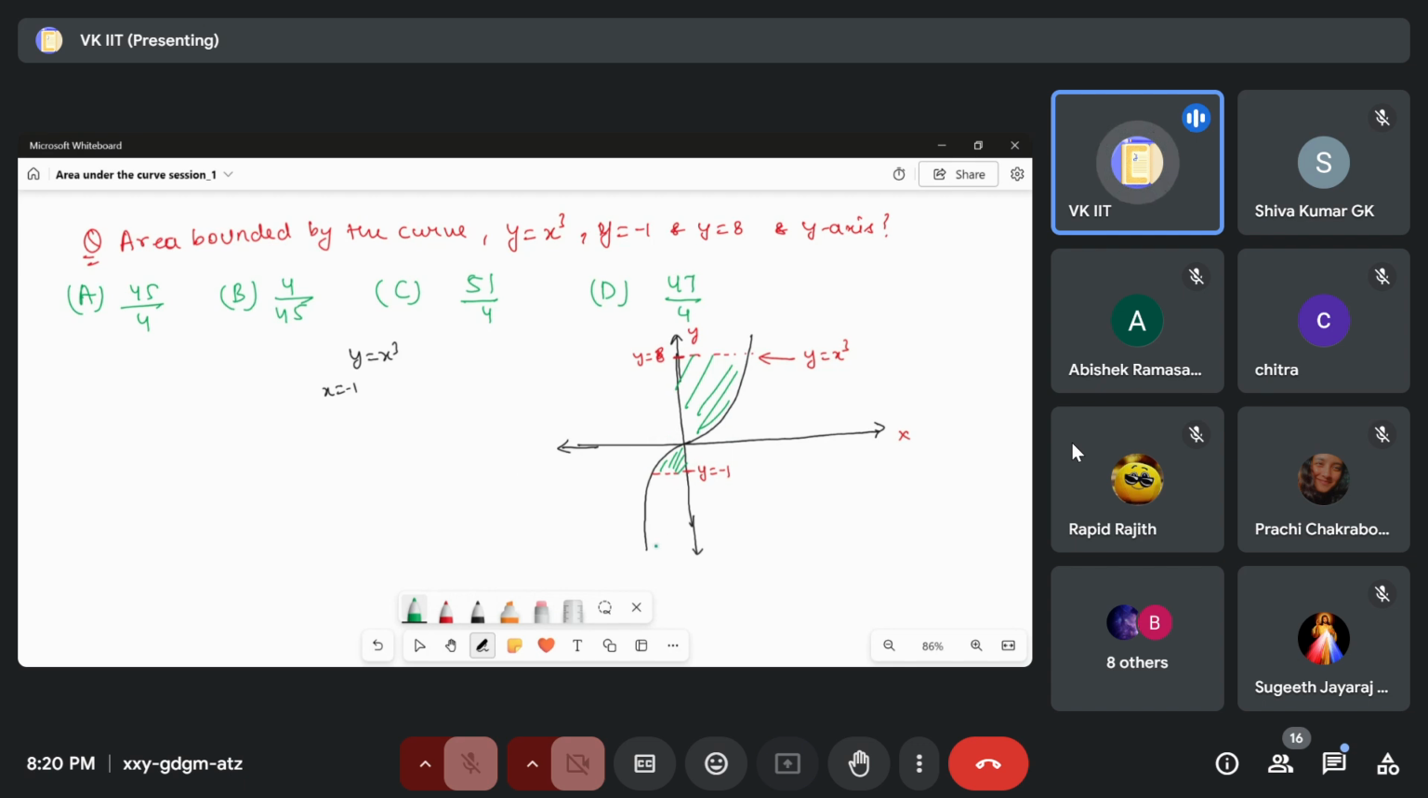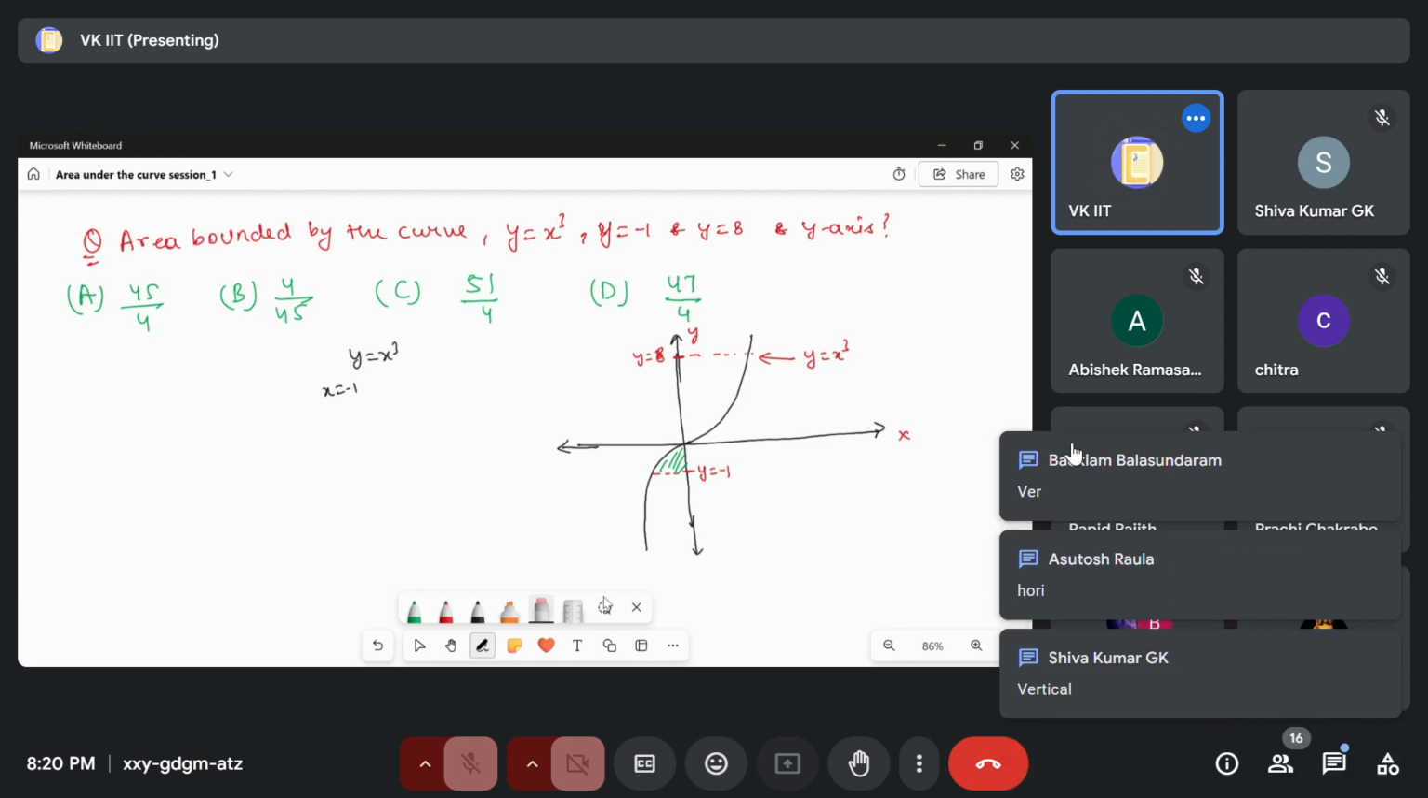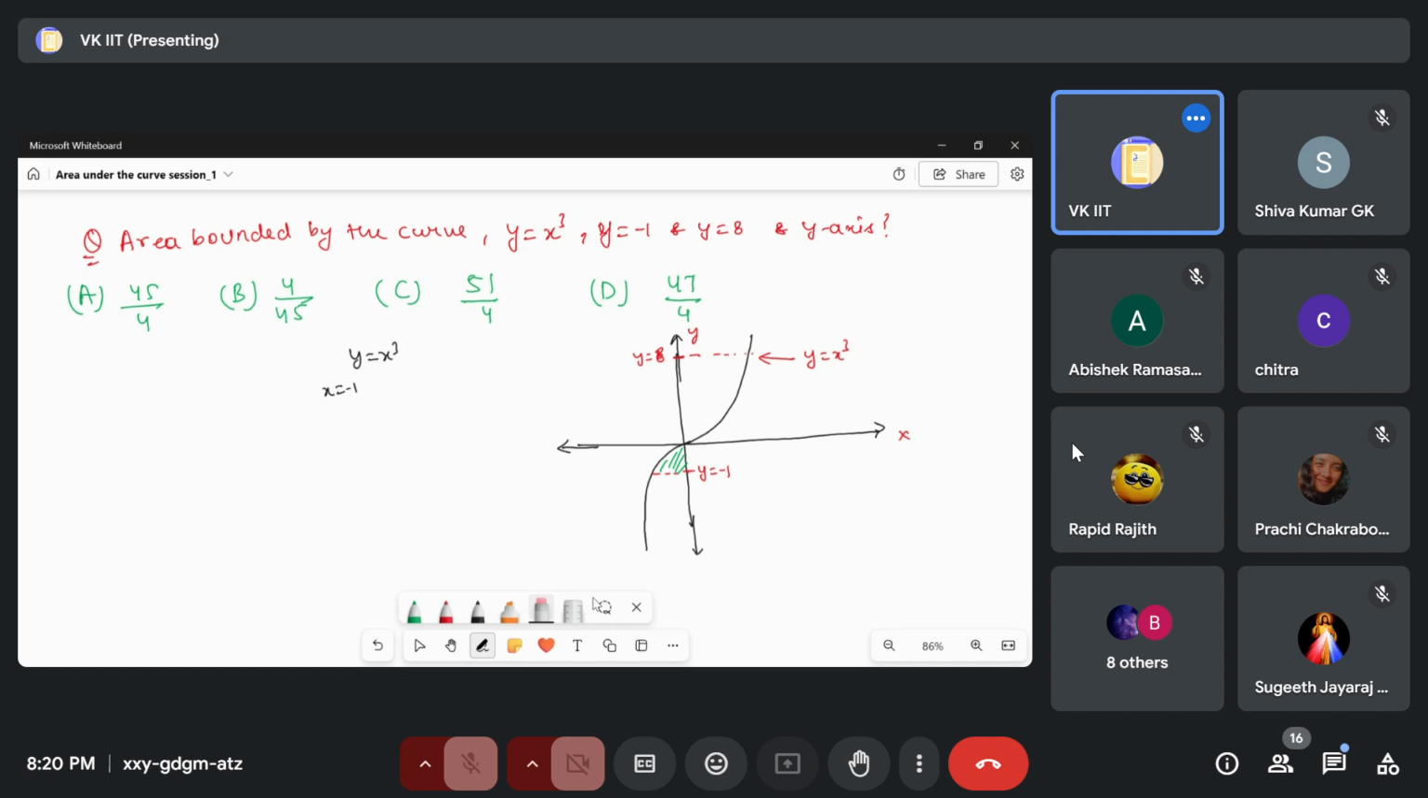Isn't it? Now tell me one thing: which will be easier to take, horizontal or vertical strip? Vertical strip, why? If horizontal, why? If vertical, why? So read the question again. It is saying area bounded by the curve, y is equal to minus 1, y is equal to 8 and the y-axis. So they are asking you the area about the y-axis.